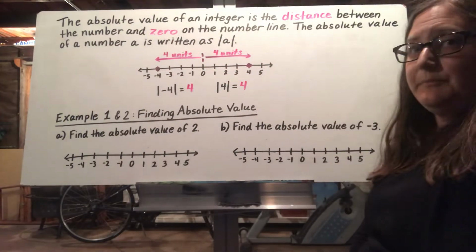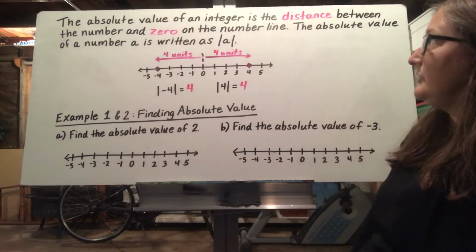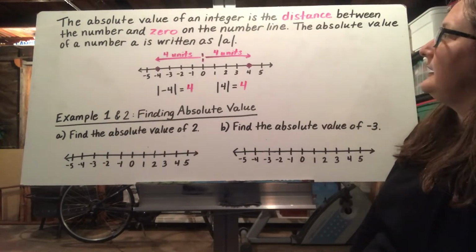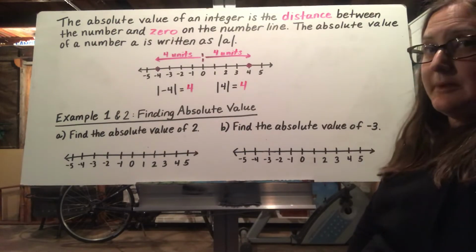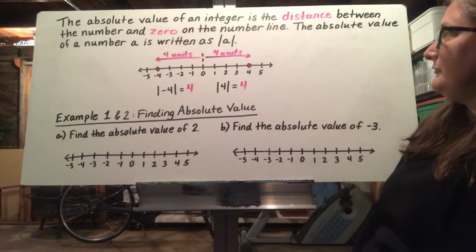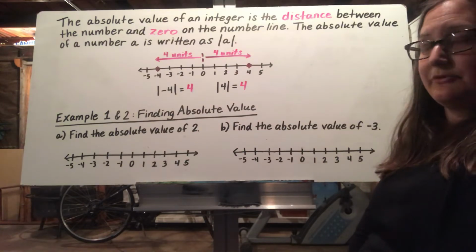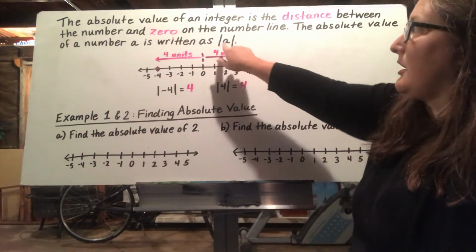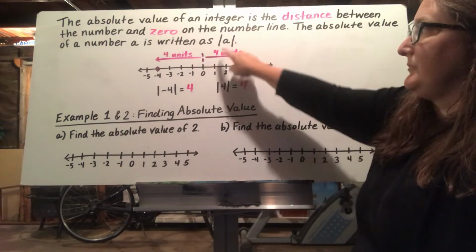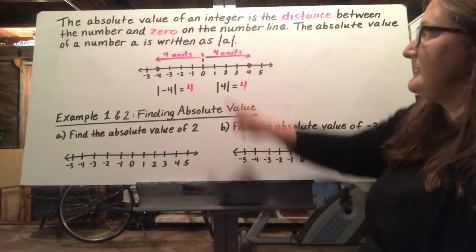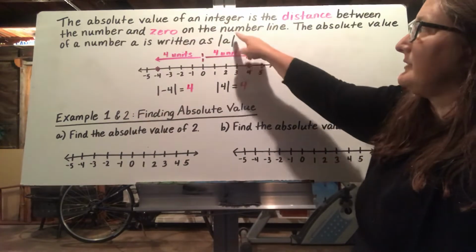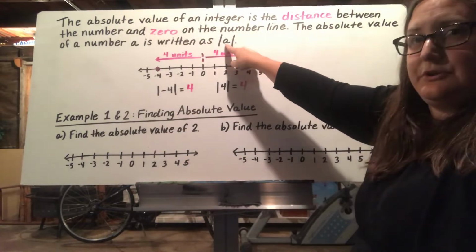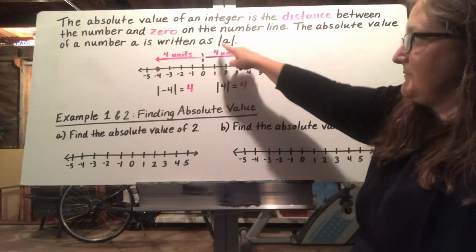So just to review, the absolute value of an integer is the distance between the number and 0 on the number line. And the absolute value of a number, let's say that number is A, is written between two very long bars with our A in the middle. So basically, when we see this notation, they're asking us for the absolute value of this A value here.